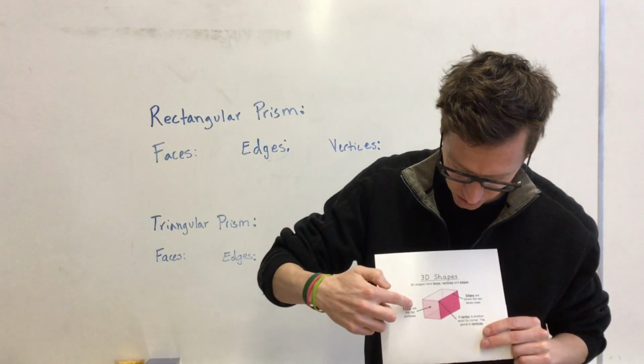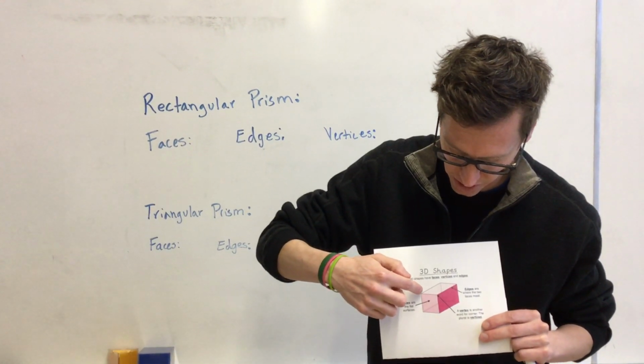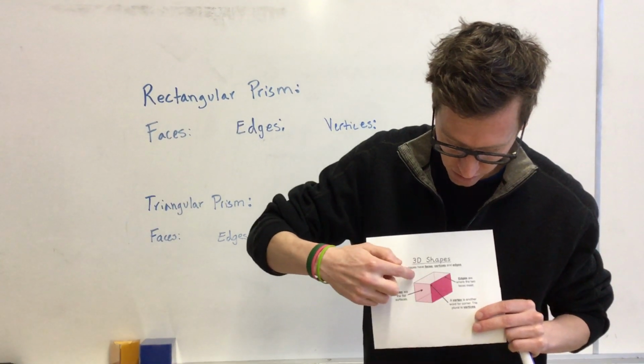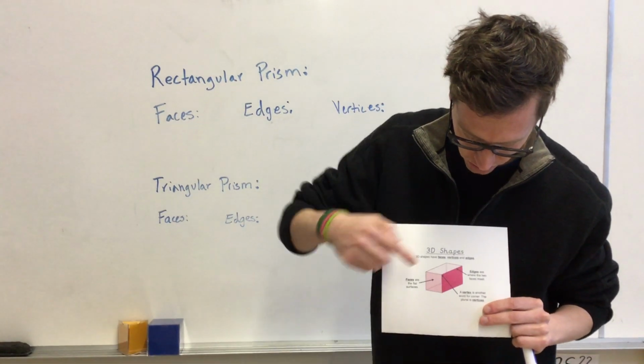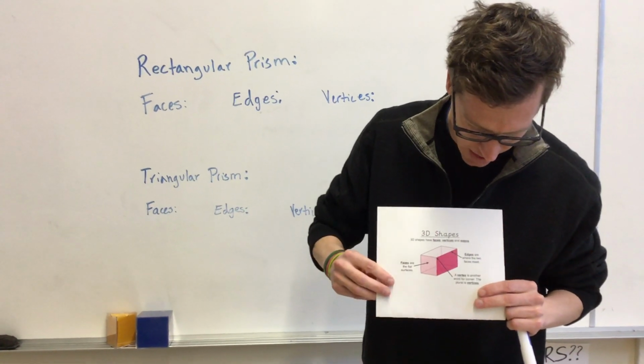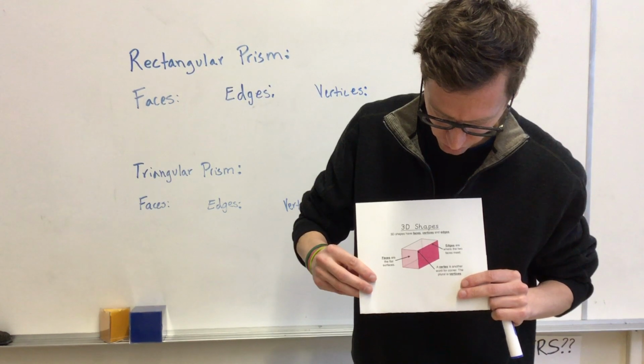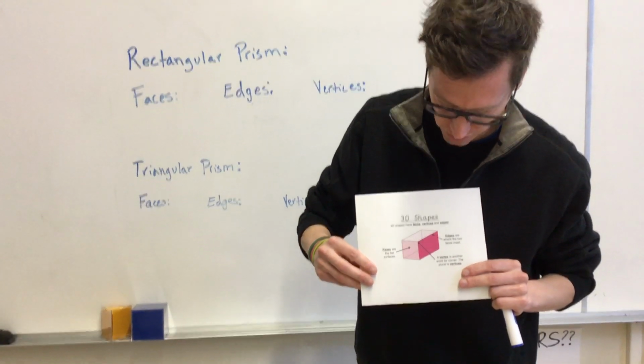Faces are the flat surfaces of the figures. Edges are what connect the two faces. And a vertex is just another word for a corner. That's where two edges meet each other.